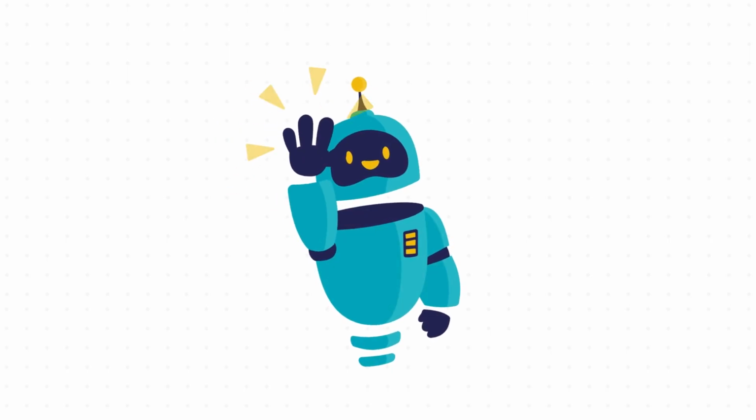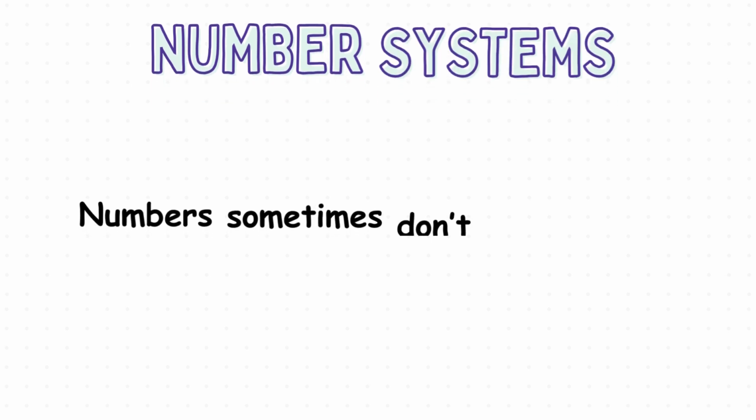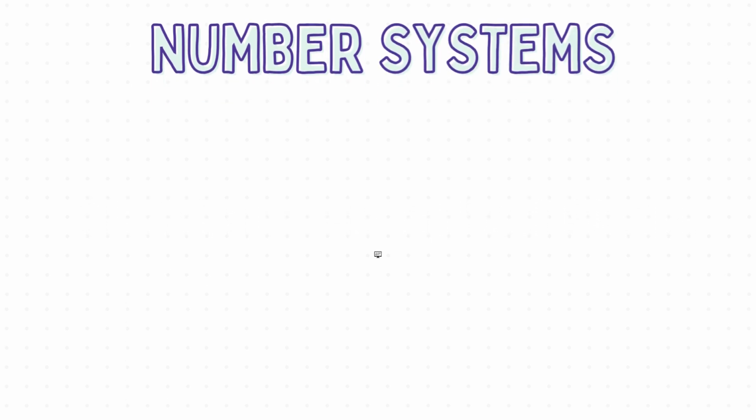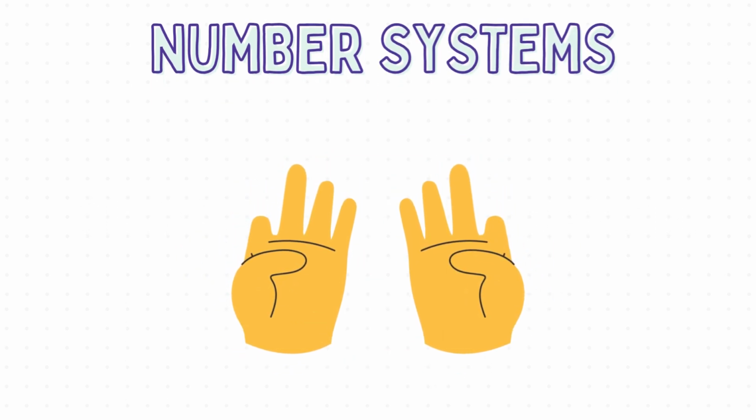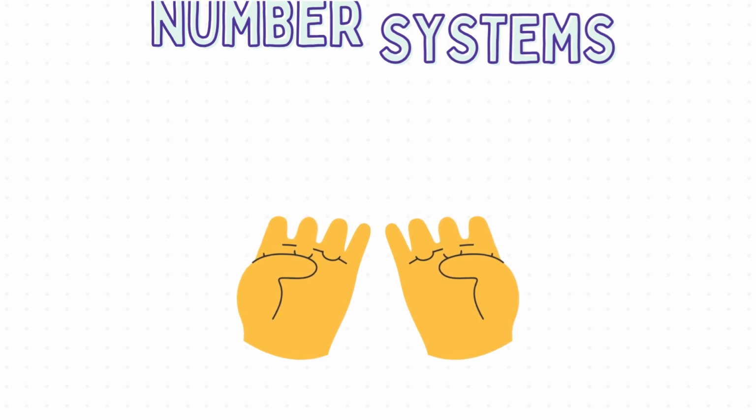Hey there, number ninjas. Have you ever wondered why numbers sometimes look different? Why does your computer use strange ones and zeros while you use the good digits 0 to 9 for everything? Well, buckle up because today we're going to explore the world of number systems. And guess what? Number systems are like different languages spoken by numbers in different places.